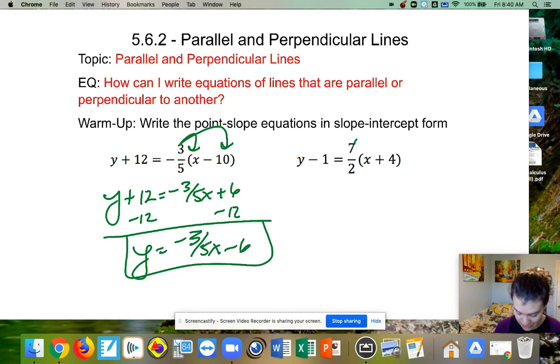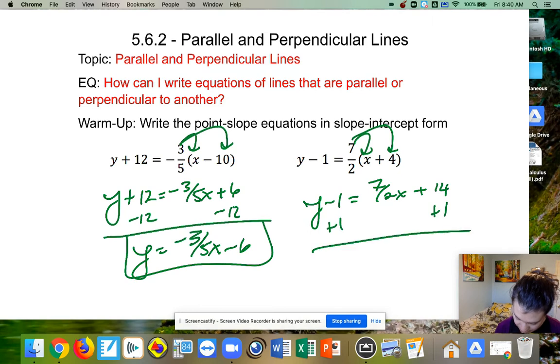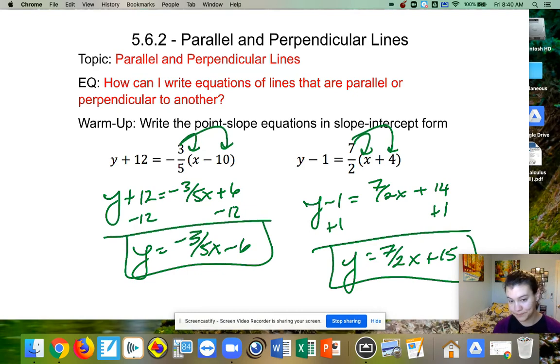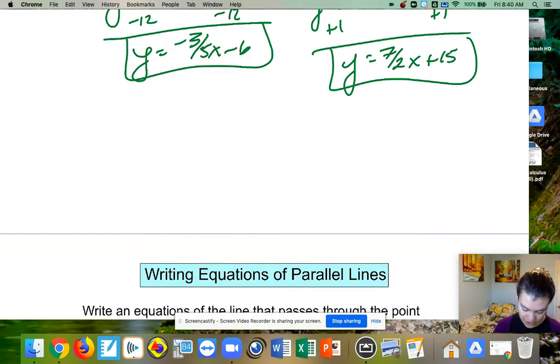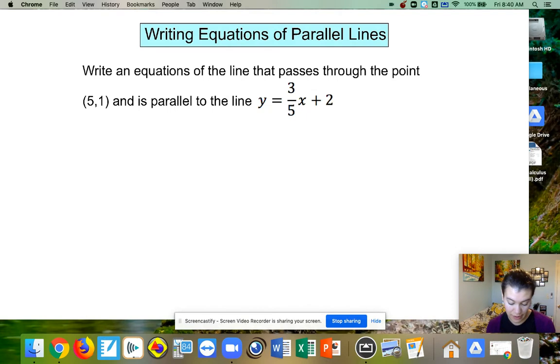Same idea for the next one. Distribute in your slope. y minus 1 equals 7/2 x plus 14, plus 1 plus 1. y equals 7/2 x plus 15. And there you go. So as a review, we want to write the equation of a parallel line.